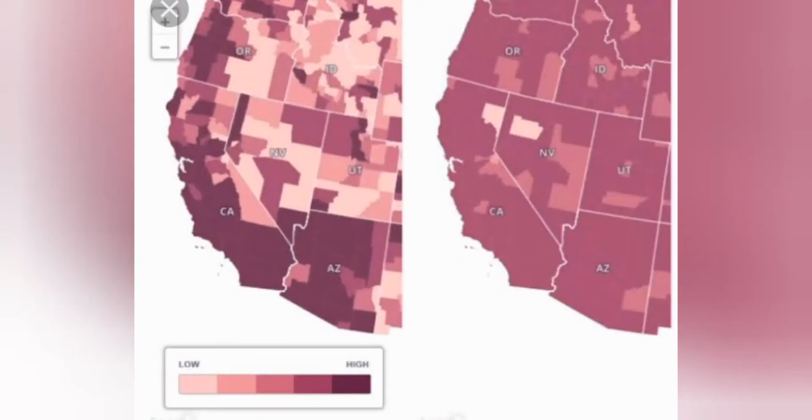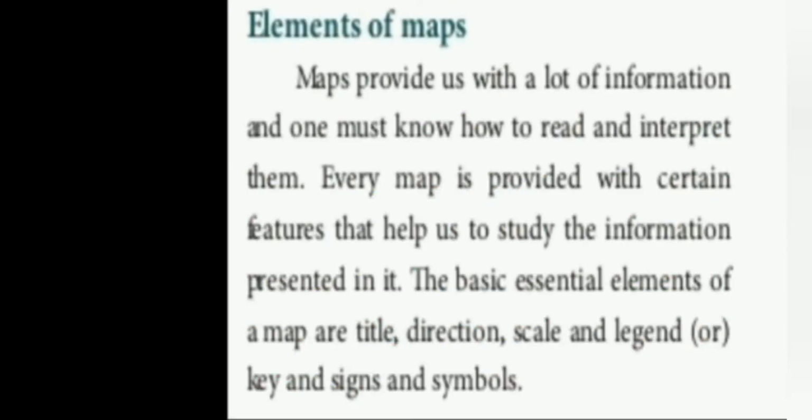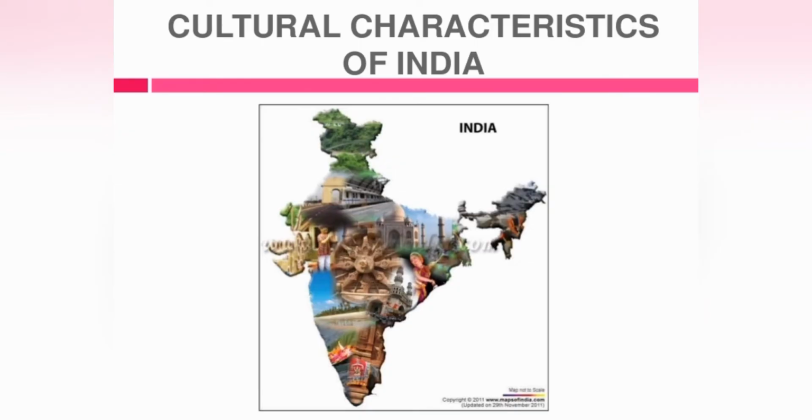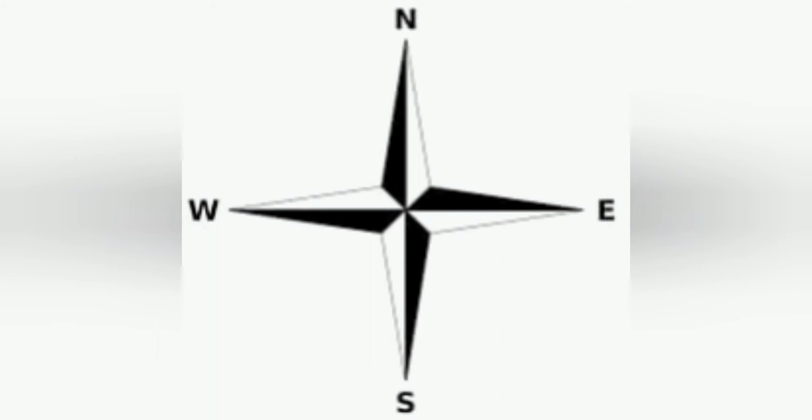Elements of maps. Maps provide us with a lot of information and one must know how to read and interpret them. Every map is provided with certain features. Nowadays we have even Google Maps. So maps provide us with a lot of elements. First one, title. Every map has a title which describes what kind of map it is. Then directions. They have the directions north, south, east, west in all the maps. So it shows us the direction.